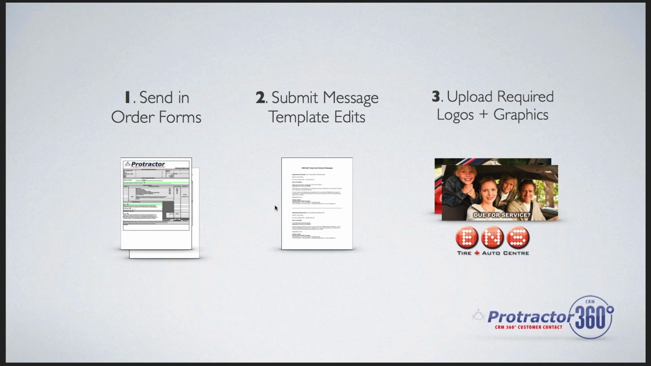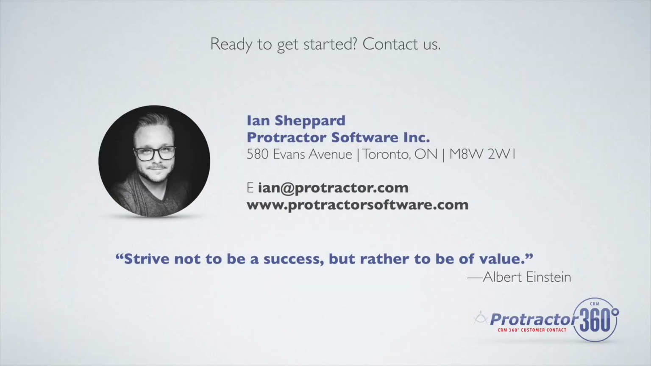Okay, so how you get in touch with me if you're interested in any of these services is I'll start with just an email. You can send an email to ian@protractor.com, and then I will schedule a time that we can get in touch for at least about 10 to 15, maybe 20 minutes, answer any questions, and then if you're interested in getting started, then we'll start the process.